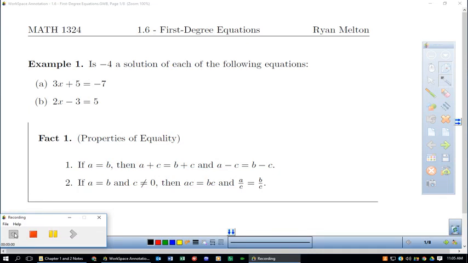Section 6, first degree equations. These are often called linear equations because when you graph them, as we'll see in the next chapter, they form lines. So our first example is: is -4 a solution to each of the following equations?